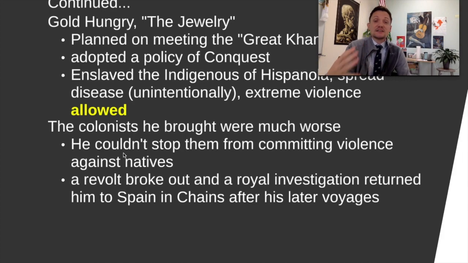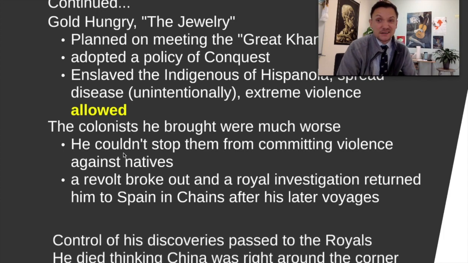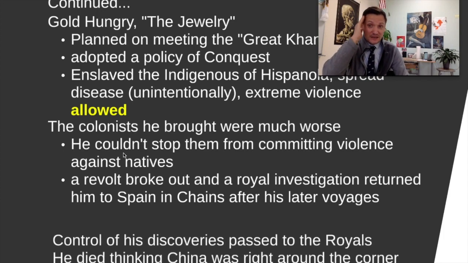So this is going to lead to a huge royal investigation. The Castillo family, underneath Isabella and Ferdinand, are going to see that he is eventually brought back after a couple of his voyages in chains. So Columbus actually died never actually seeing what you would call the modern-day United States. He may have stepped foot in Mexico. We're not absolutely sure, but he actually kind of died in disgrace, right? He came back after being arrested.